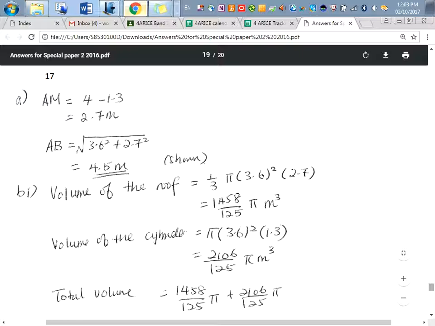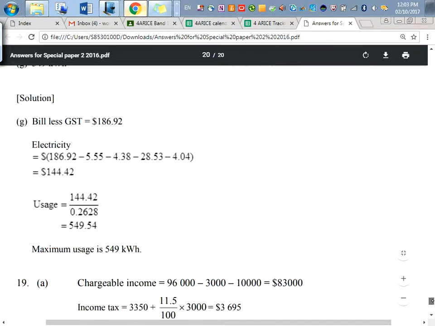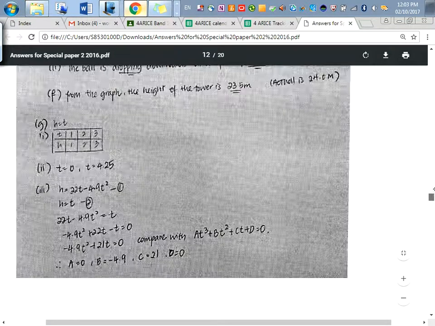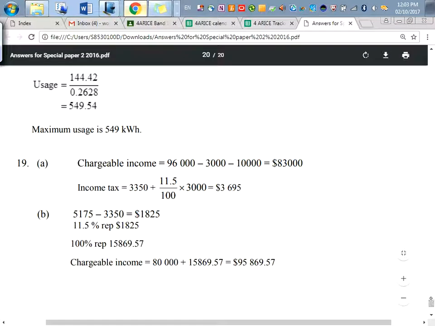Now question 17. Anybody need me to go through? If you need, raise your hand. Okay. Question 18. Anybody need explanation for any part of 18? Still no, huh? Okay, then our last question on the graph. Is there 19? Oh, okay. 19, anybody need me to go through? Okay.